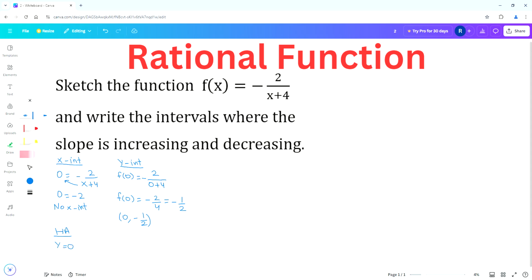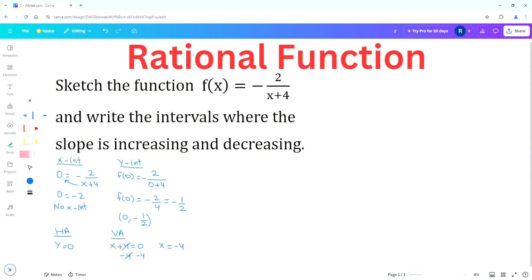There is a very important concept we need to understand and memorize to solve this type of problem. Next, we can find the vertical asymptote. To find the vertical asymptote, we should set the denominator expression equal to 0 and solve for x. I get x equals negative 4. This is the vertical asymptote for this function.